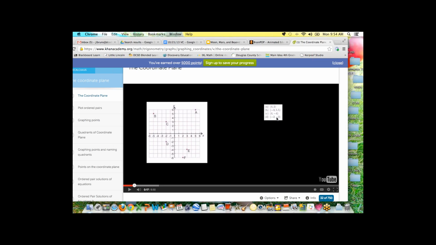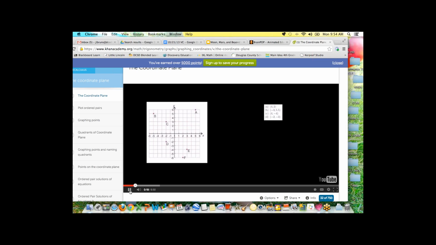So that might not be exactly what he's talking about. If I go over 4 and up 2, that would be where I would put my point. Okay? So you always go left and right first, then you go up and down second. Okay, so we'll see what he says.